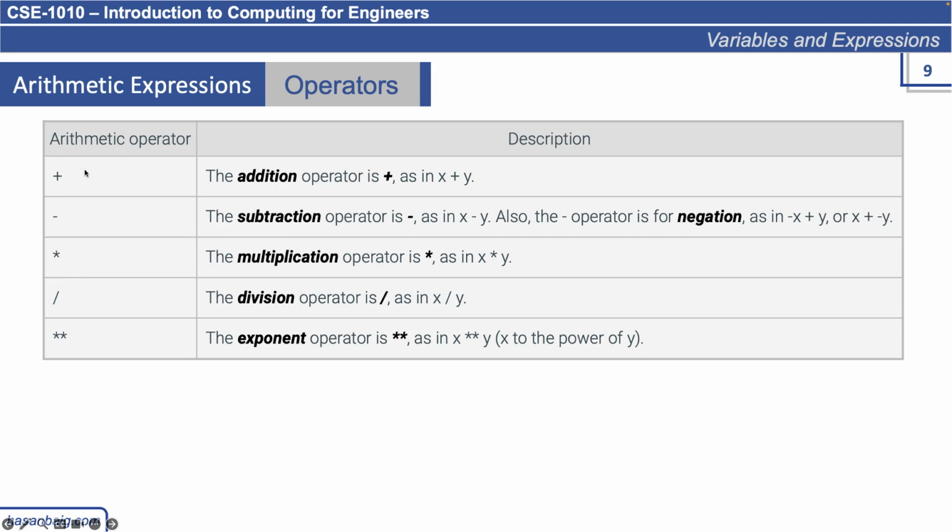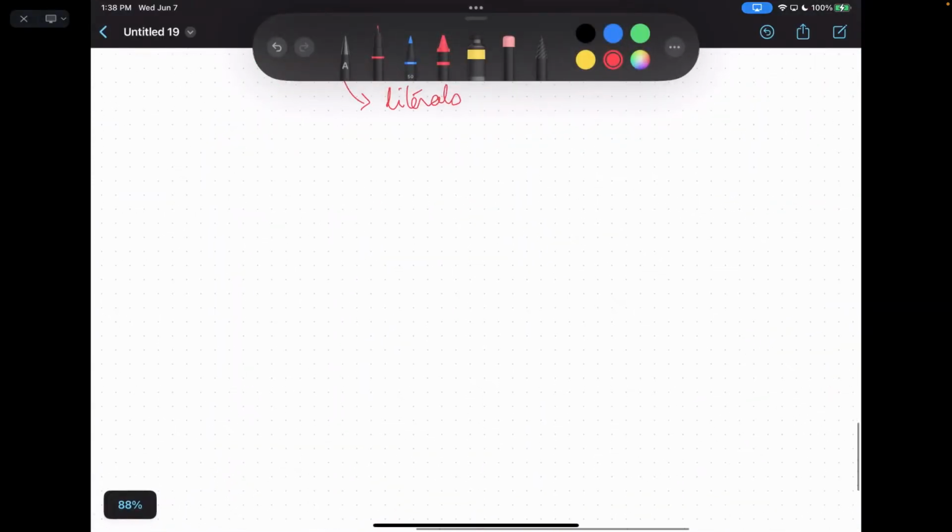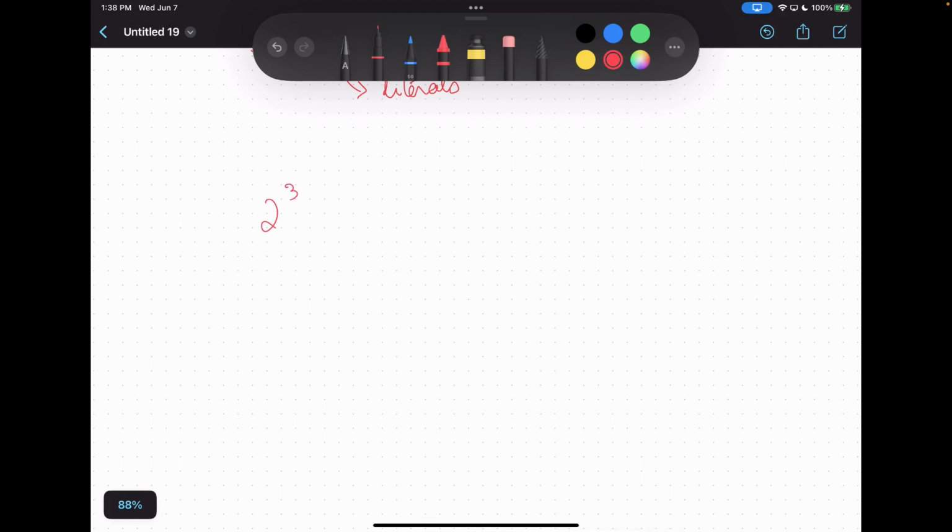Plus is the simple standard symbol to perform addition. Similarly, subtraction, minus, multiplication, division, and in order to evaluate a power. So if you have to evaluate, let's say, 2 to the power 3, in Python you would write 2, asterisk, asterisk, 3. And this is exactly equivalent to this one. This is what we call an exponent.